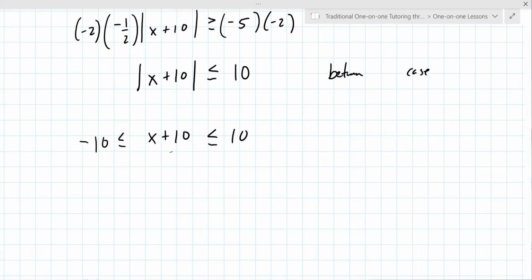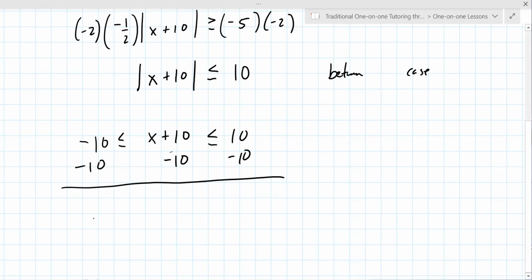No, I'm trying to just remember this next step. You subtract 10 from both sides because you want to get x totally by itself. Yeah. So you get -20 less than or equal to x less than or equal to 0. And then is that it? That's it.